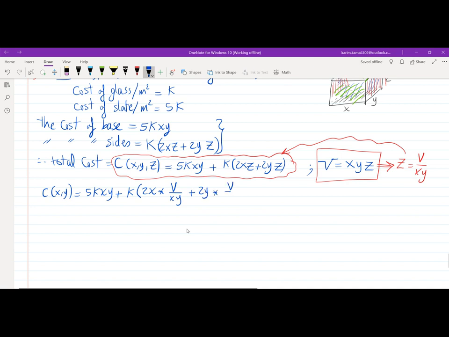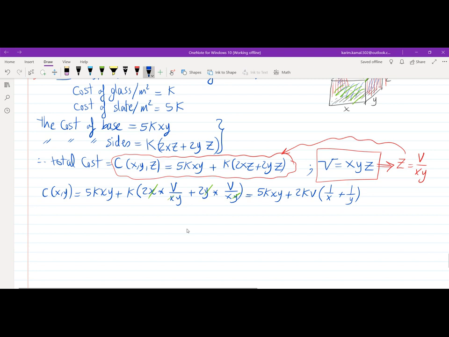After simplification, we can cancel this x with this and this y with this, and take 2V as a common factor. We will get that the cost function equals 5Kxy plus 2KV (1 over x plus 1 over y). And now this is the simplest form that we will use in order to get its minimum cost.